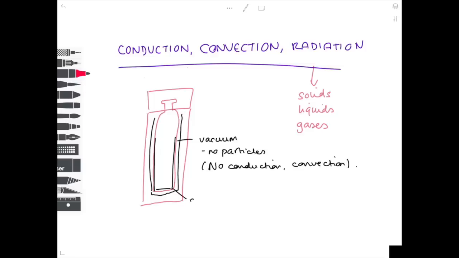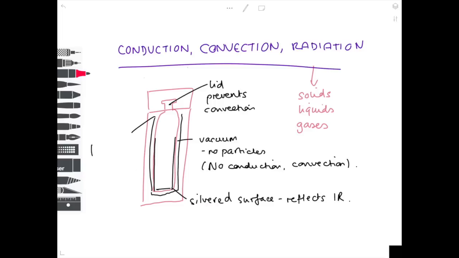There are silvered surfaces which line the bottle or line the flask. And the point of that is that it reflects infrared radiation back at the contents of the flask, keeping it hot or keeping it cold. The lid prevents convection currents, which I've already touched upon.